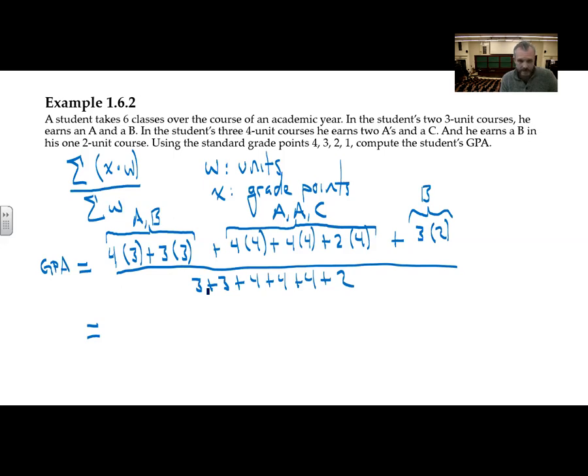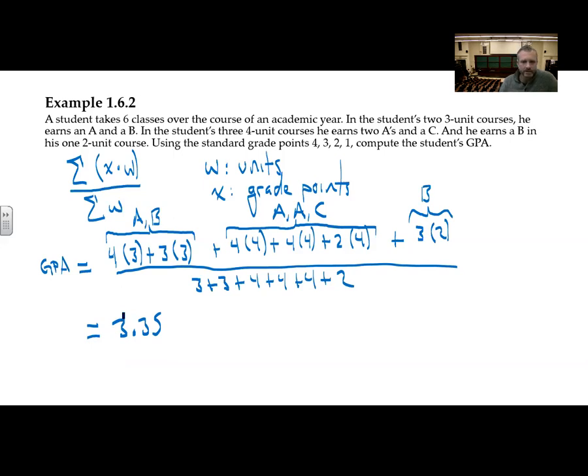We're going to divide that, and how many units? 3 plus 3 is 6, 10, 14, 18, 20. So 20 units the student took that year. And so we have a GPA of 3.35. And that's how your GPA is essentially computed.